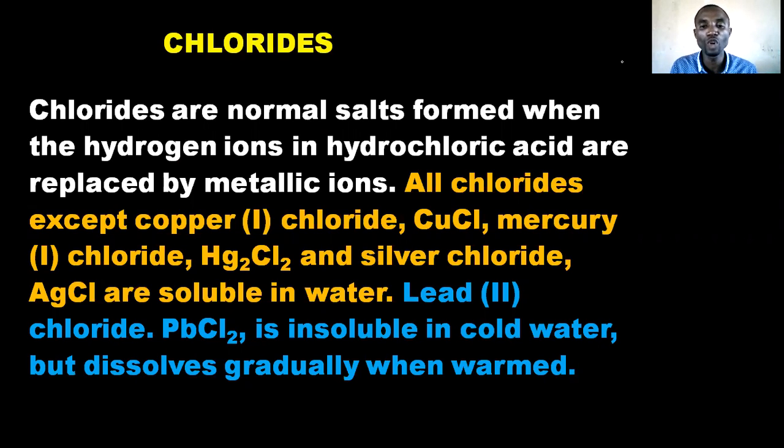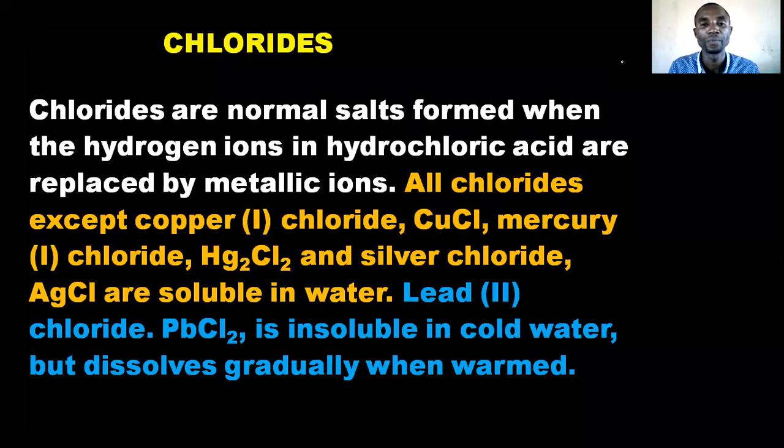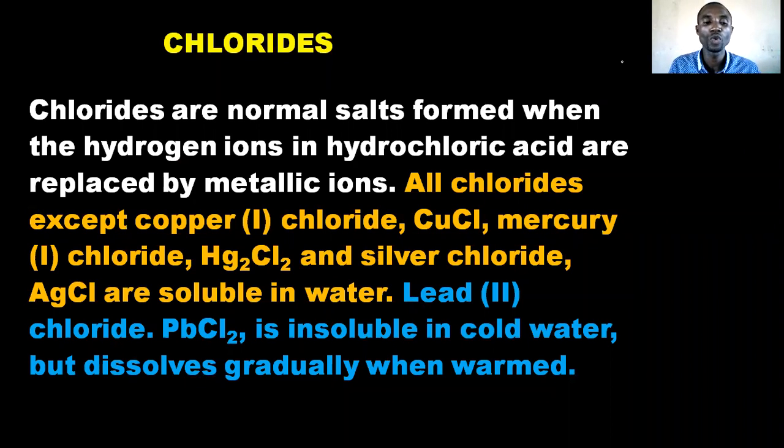All chlorides are soluble in water except these three: copper(I) chloride, mercury(I) chloride, and silver chloride. Others are soluble in water. Now, lead chloride is insoluble in cold water, but dissolves gradually when warm. Lead(II) chloride is insoluble in cold water, but dissolves gradually when warm.